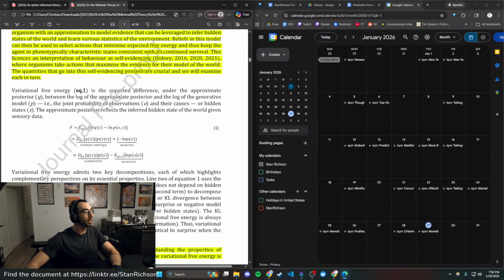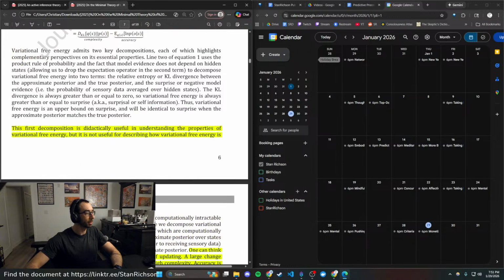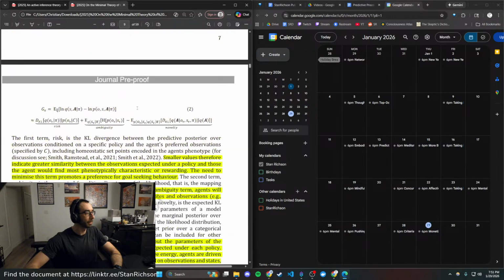Variational free energy is the expected difference under the approximate posterior. Where's Q? I'm going to not understand probability arithmetic right now. I've been out of the math game too long. Between the log of the appropriate, maybe this thing will be able to tell us. Actually, maybe it'll explain it in a nicer way.